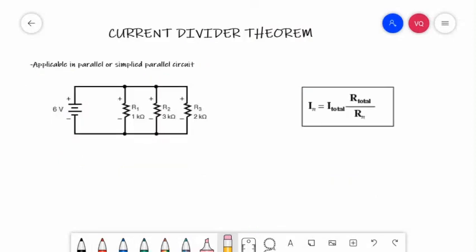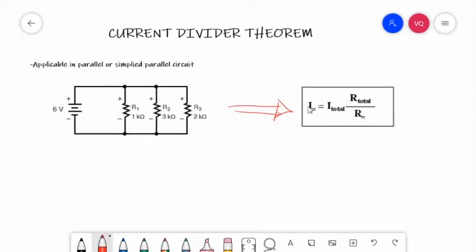Our next topic is the current divider theorem. This current divider theorem is applicable only in a parallel or simplified parallel circuit. So, we have here a simple parallel circuit. We have R1 equal to 1 kilo ohm, R2 is 3 kilo ohm, R3 is 2 kilo ohm, and our source voltage is 6 volts. We will try to derive this formula. By the way, this is the formula for the current divider theorem.